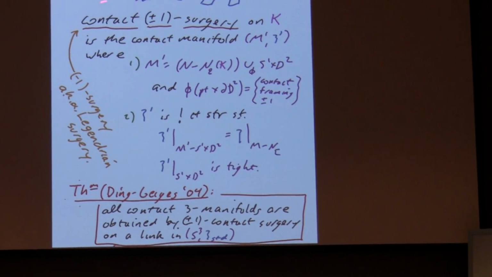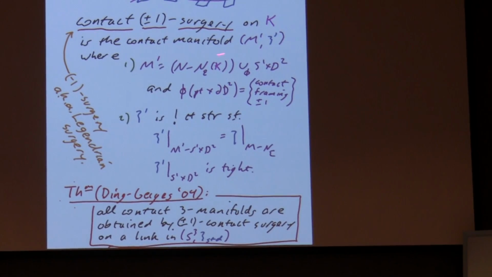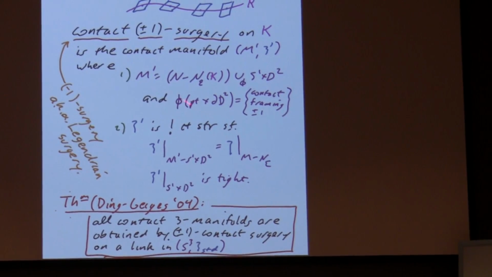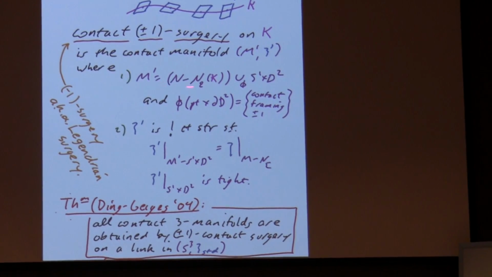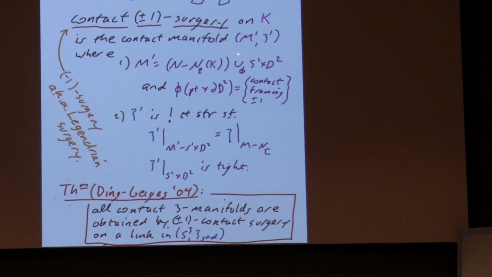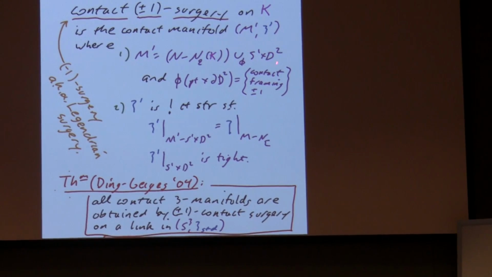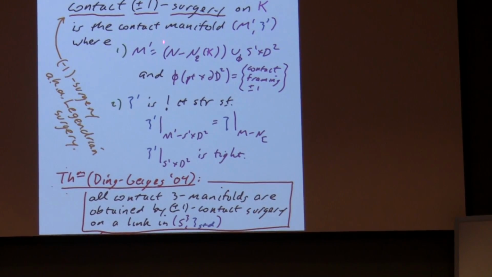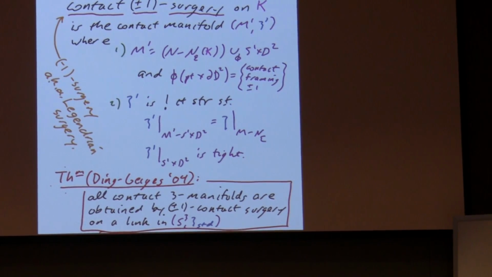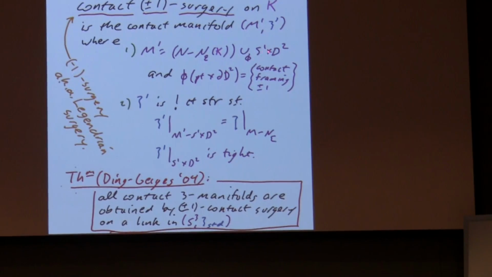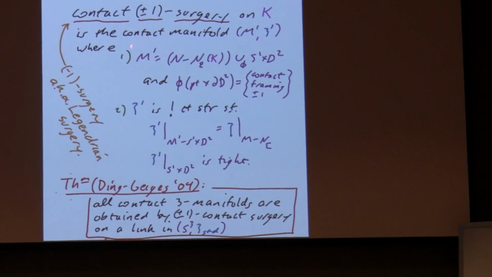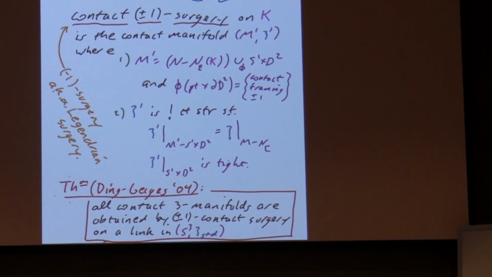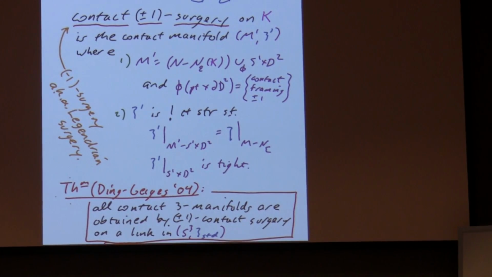The first type of surgery operation I want to talk about is contact plus or minus 1 surgery on a Legendrian knot, which simply means take out the neighborhood of your Legendrian knot and glue back in a solid torus so that the meridian to this solid torus goes to basically the contact framing plus or minus 1, depending on whether you're doing the plus or minus 1 surgery. And if you recall, when you glue in a solid torus, the topological type of the manifold is completely determined by where the meridian goes. So for all practical purposes, I've told you precisely what the contact manifold is there.